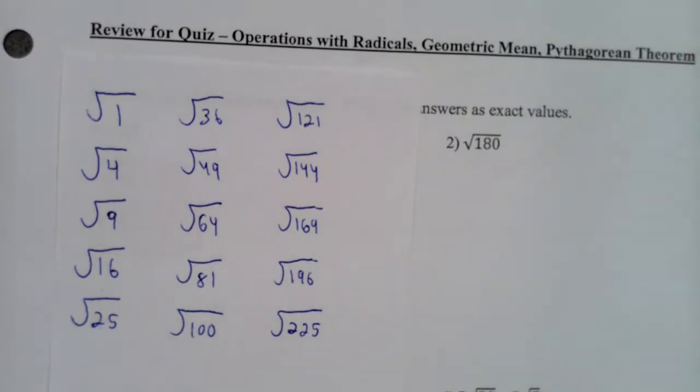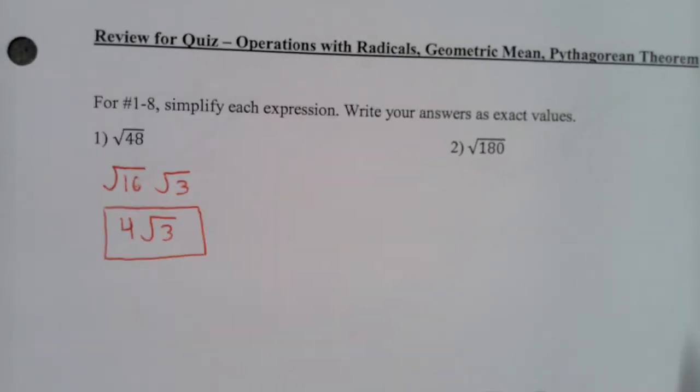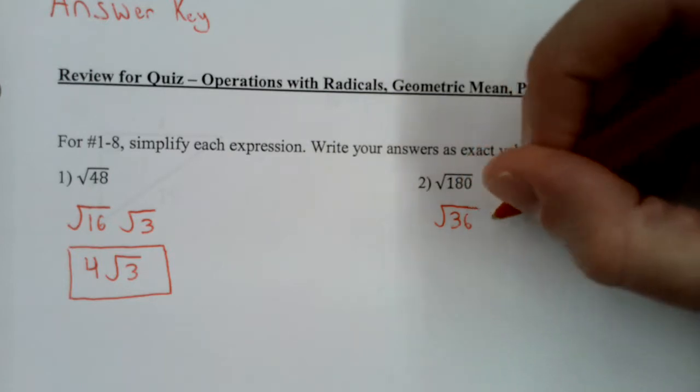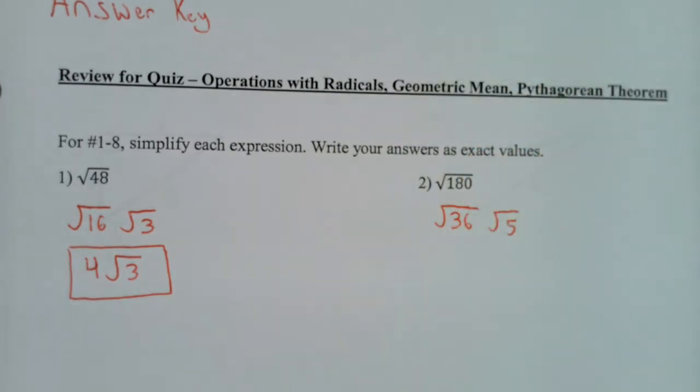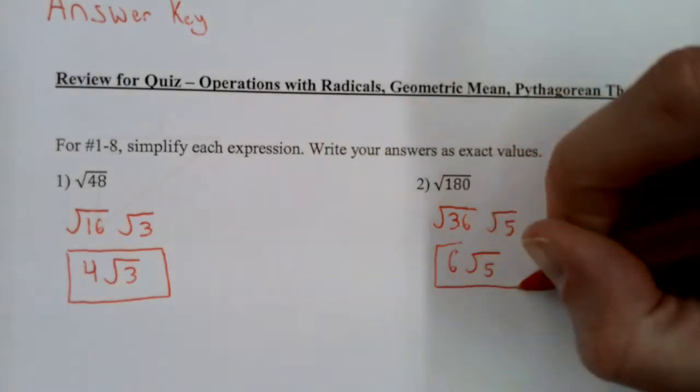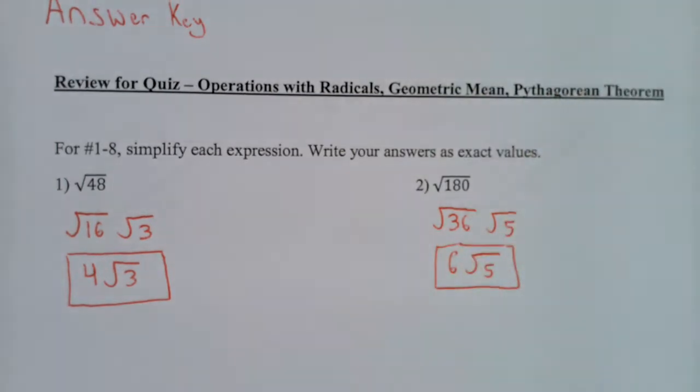Number 2, simplify the square root of 180. So again, pause the video if you haven't done this yet on your own. Find the biggest square root that's a factor of 180 from this list of numbers. It's going to be 36. So it's square root of 36 times square root of 5, and the square root of 36 is 6. So 6 square root of 5. Again, the number comes first and then the square root.